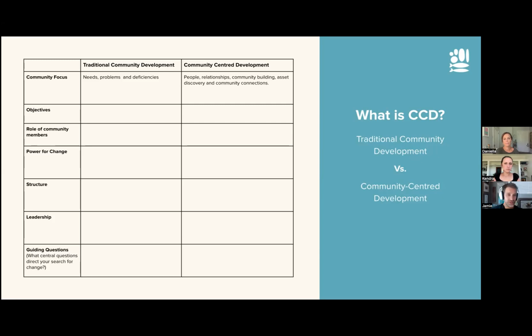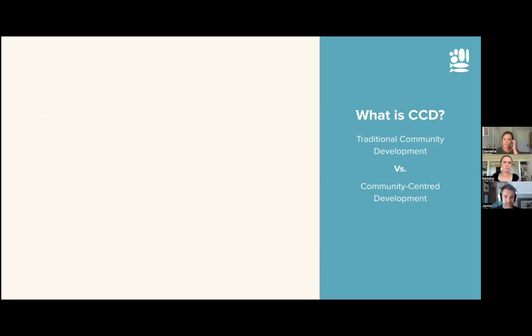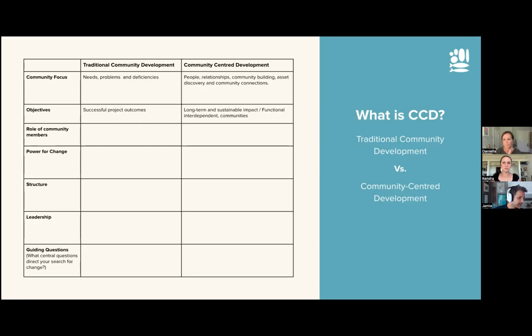What are you trying to achieve ultimately? What's the objective? Now think about that in a traditional model, and maybe it's a product of working with different funders or agencies. Maybe you're part of an NGO. You want successful project outcomes. On the other hand, in community-centered development, you're interested in long-term and sustainable impact.